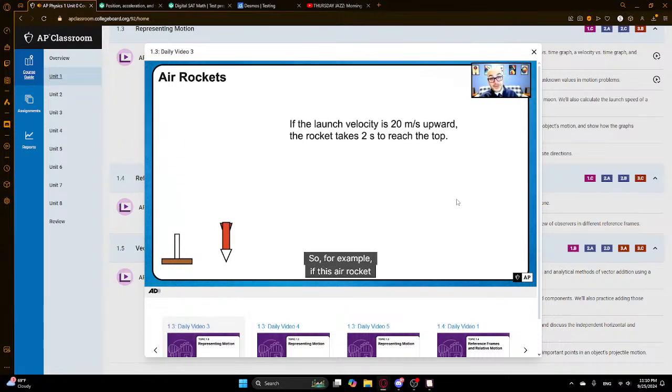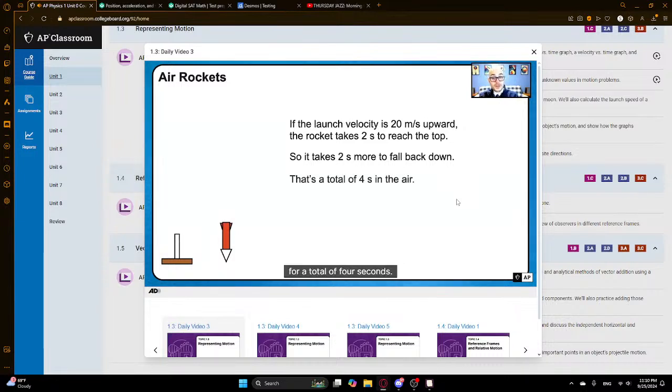So, for example, if this air rocket were launched with a speed of 20 meters per second upward, it would take 2 seconds to reach the top of its path. It would take 2 seconds for gravity to stop it, because gravity slows it down by 10 every second. So if it takes 2 seconds to go up, it takes 2 more seconds to fall back down. That means the rocket would be in the air for a total of 4 seconds.